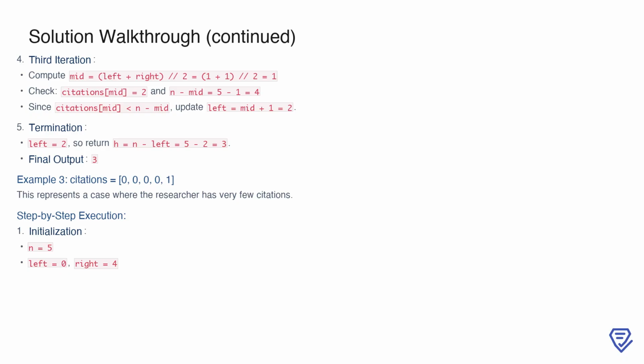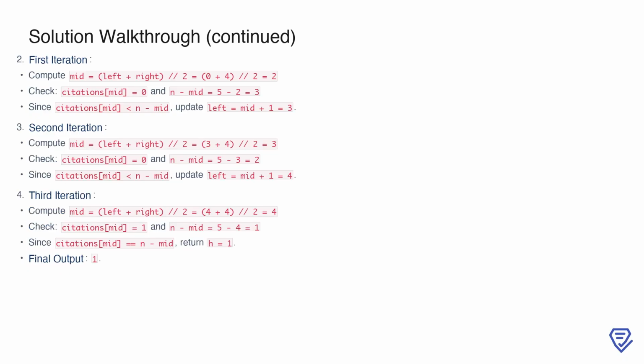Moving on to the third example, the citations array is [0, 0, 0, 0, 1], representing a case where the researcher has very few citations. We initialize n as 5, left as 0, and right as 4. In the first iteration for this example, we calculate mid as (0 + 4) // 2 = 2. At this index, citations[mid] is 0, and n - mid is 3. Since citations[mid] is less than n - mid, we update left to mid + 1, which makes left equal to 3.